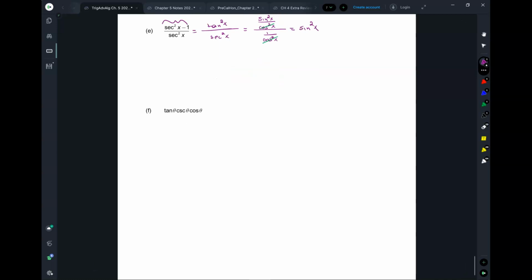Last but not least, tangent is sine over cosine of theta. Cosecant is 1 over sine of theta. Cosine is just cosine. So 1 cosine cancels with 1 cosine. 1 sine cancels with 1 sine. All go away. I end with 1.